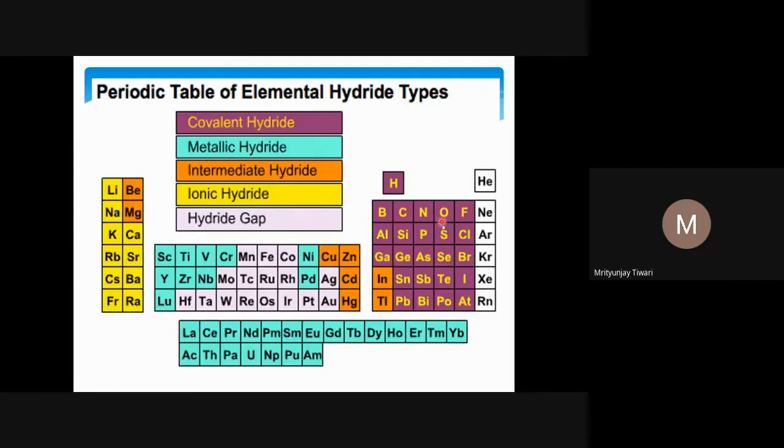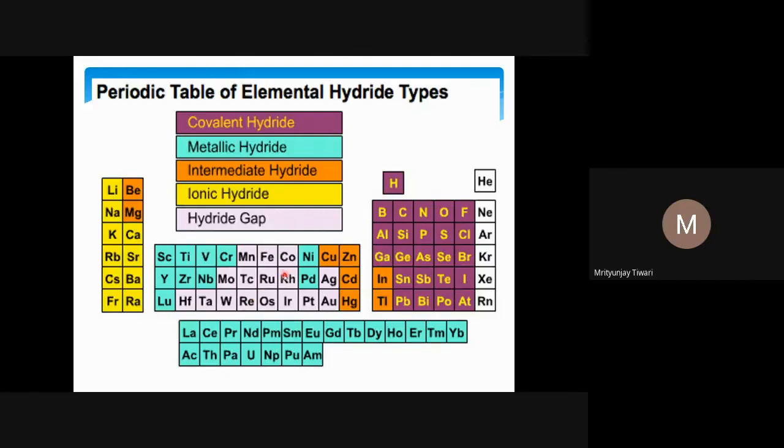And the p-block elements, mostly what we have seen, form covalent or molecular hydrides. Only indium and thallium, which are very electropositive in character, form intermediate hydrides. These hydrides have covalent character, but also high ionic character. And the noble gases, we know, are not very reactive. They usually don't form hydrides. They form compounds with highly electronegative elements like fluorine, oxygen, and so on.